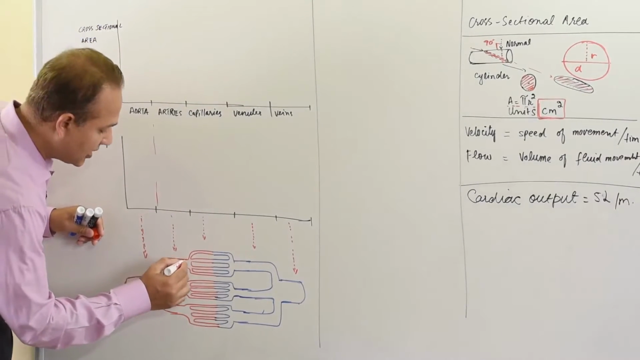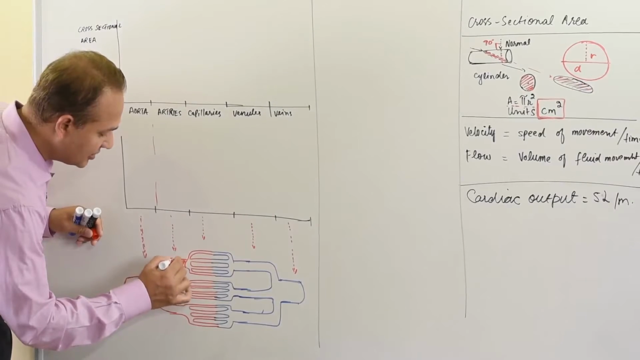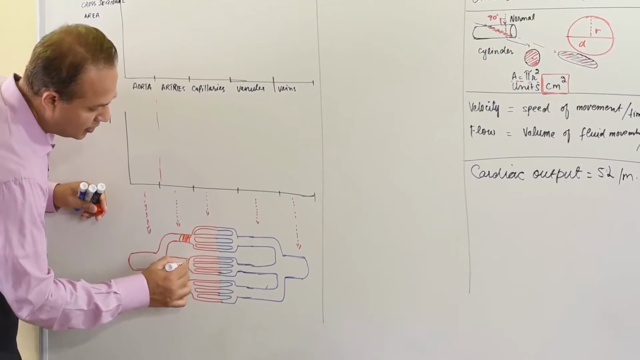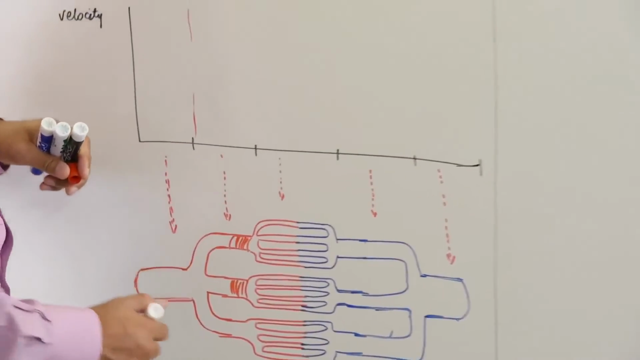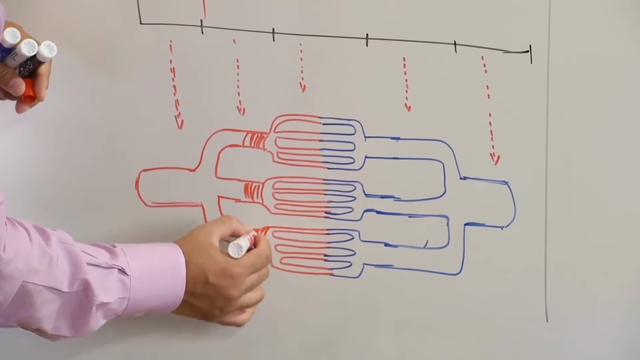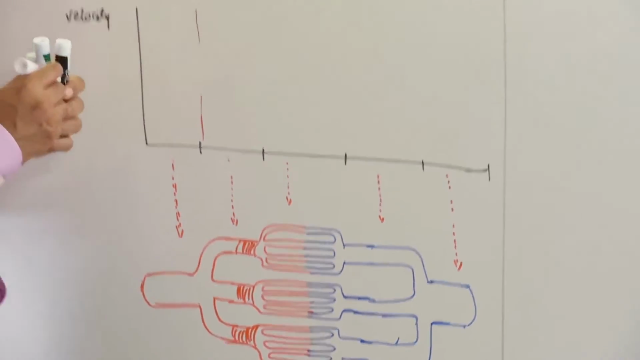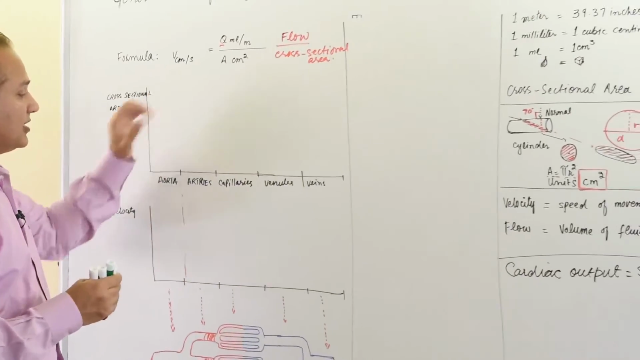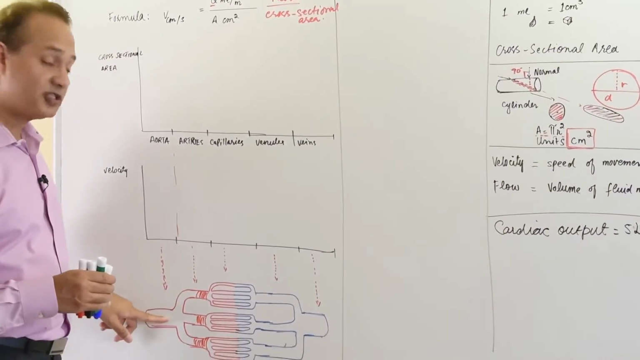I should mark this part here as an arteriole. Arterioles are more important for hemodynamics than the rest of the arteries. So imagine that these are arterioles. Okay. So what we want to understand is what kind of cross-sectional area.